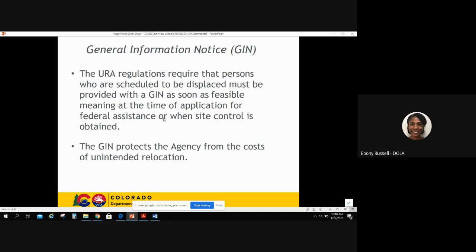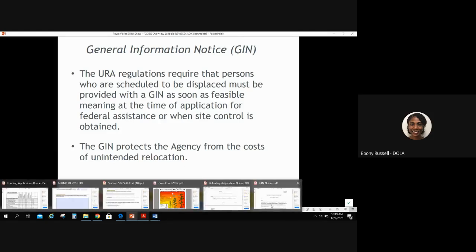URA regulations require that persons who are scheduled to be displaced must be provided with a GIN notice as soon as feasible. So as soon as you are applying for CDBG funds, or you know that you are, the GINs must go out to the residents. And this protects the agency of any unintended cost of relocation. So if a person moves before you get the GIN notices out, then that person is eligible for permanent relocation, which is much more expensive than temporary relocation.